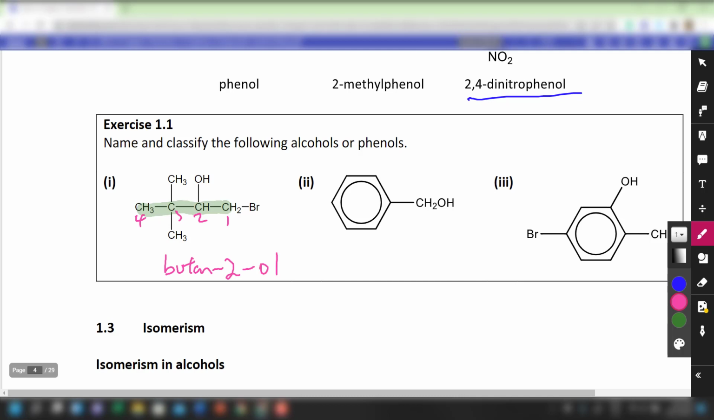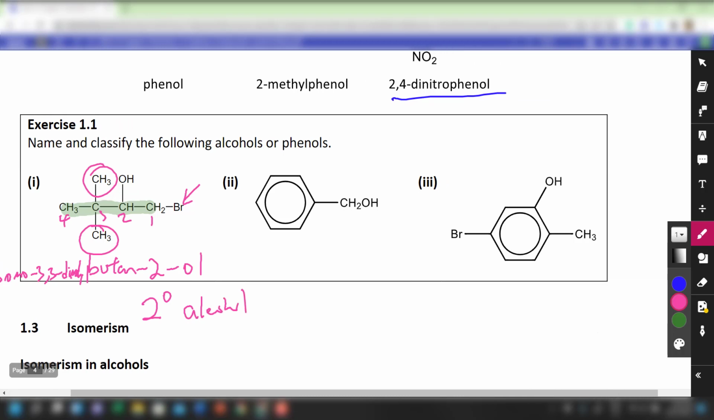And we need to take a look at the substituents. So at the first position, we have a bromine, so that will be a bromo group. At the third position, we have 2 methyl groups, so we will name this as 1-bromo-3,3-dimethyl butane 2-ol. It's a very long name, but no choice. And then this particular alcohol is bonded to 2 alkyl groups, so it will be classified as a secondary alcohol.